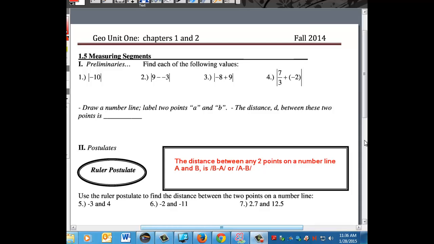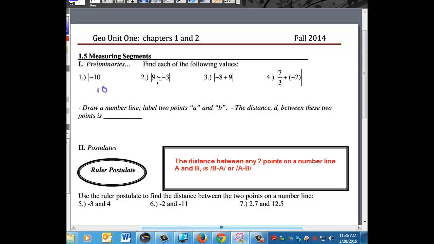Welcome back to Geo. We are at 1.5, measuring segments. So let's go ahead and start with the easy question involving the absolute value. The absolute value of negative 10 would be positive 10.